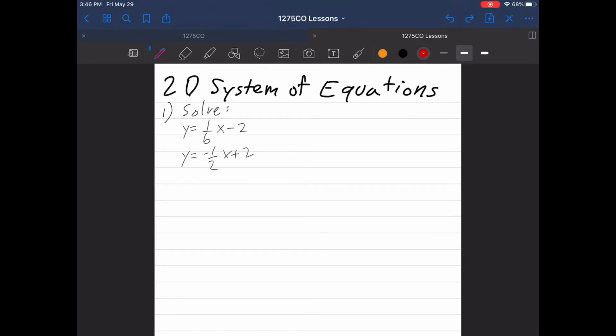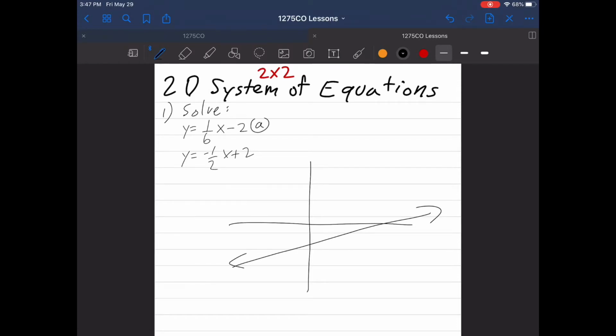Two-dimensional systems of equations, also known as a 2-by-2 system of equations, is really just two equations of two lines, like so. y equals 1 over 6x minus 2 looks maybe something roughly like that. What I like to do here is label the equations as A and B. That helps me keep track of them a little bit easier. y equals negative 1 over 2x plus 2 looks something like this, equation B over here.